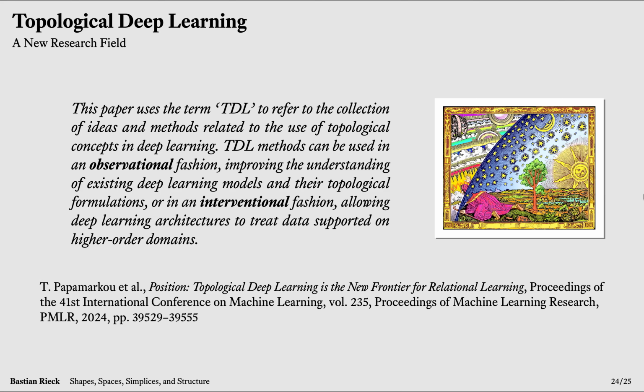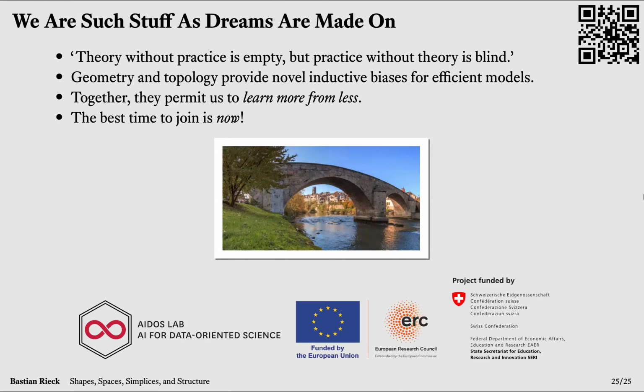And I'm very proud of this dichotomy that we developed there, namely TDL methods can be used in an observational fashion, so we can use that to improve our understanding of existing models, for instance, or it can be used in an interventional fashion where we add something to a deep learning architecture to treat data supported on higher order domains, for instance, or to increase its expressivity. And this dichotomy between observational and interventional is actually due to Michael, one of my co-authors, and we had an earlier survey on topological machine learning, but we resurrected that concept for this type of research field here.